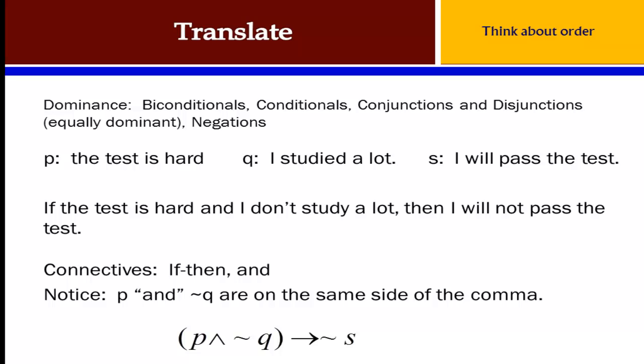So let's make sure this is right. We've got statement P, the test is hard. We've got statement Q, I've studied a lot, so the negation is I don't study a lot or I did not study a lot. We've got statement S, I will pass the test. The negation is I will not pass the test. We've got P and not Q. Test is hard and I don't study. We've also got if then. So if the test is hard and I don't study a lot, grouped together because of the comma, then I will not pass the test. That's the negation of S.